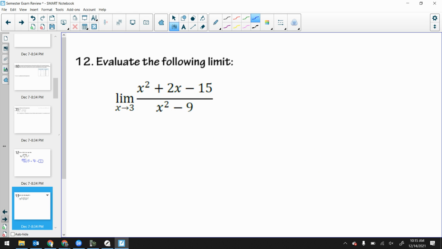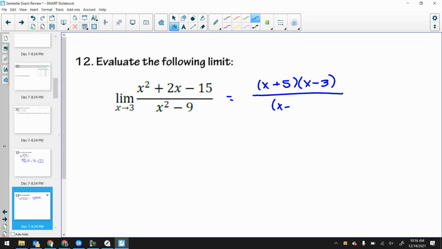All right, so let's get to 12. Evaluate the following limit. Now, can I plug in 3? No, I cannot do direct substitution, because f of 3 is undefined. The limit exists, just f of 3 is undefined. So I have to rearrange it, simplify it down. And I see that this is factorable. Factors of negative 15 that add to 2 are positive 5 and negative 3.